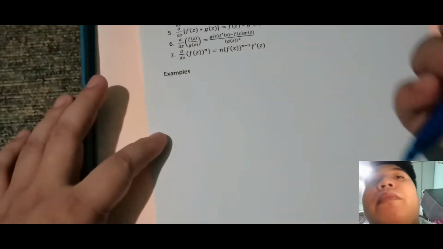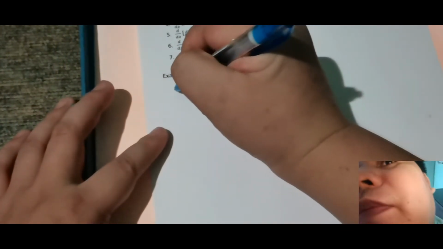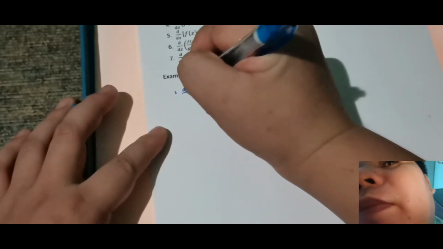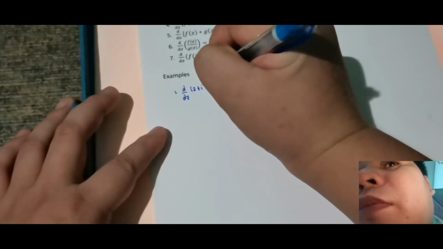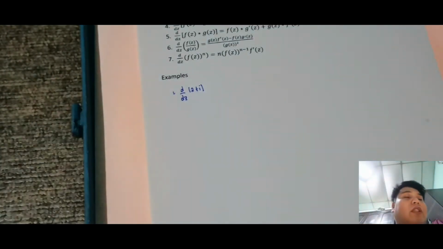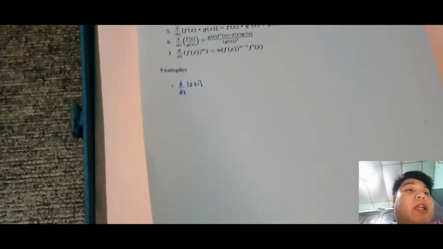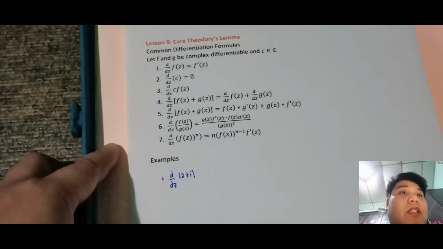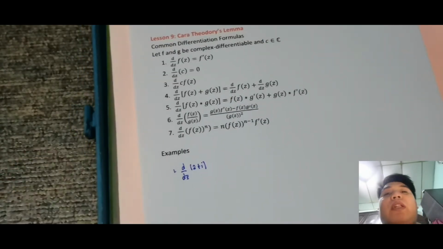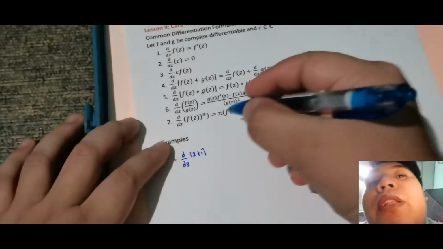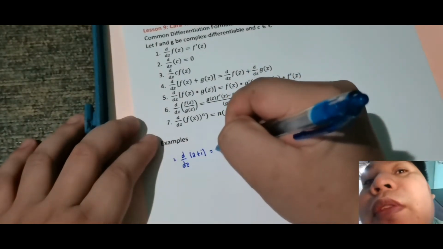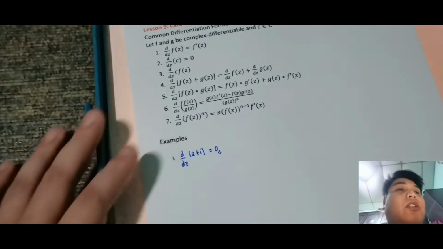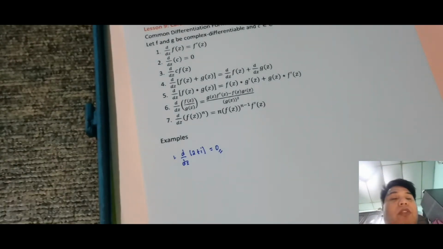Okay, so for number 1, let's say number 1, what is the derivative with respect to z ng 2 plus i? Okay, so note that si 2 plus i is a complex number. Okay, so sabi ko nga dito, the derivative of any constant is 0. So what is c? c is an element of complex numbers, meaning si 2 plus i is a complex number, therefore the derivative of this is equal to 0. Okay, so ganun siya kasimple. So kino-consider si 2 plus i dyan as constant, tandaan yan.